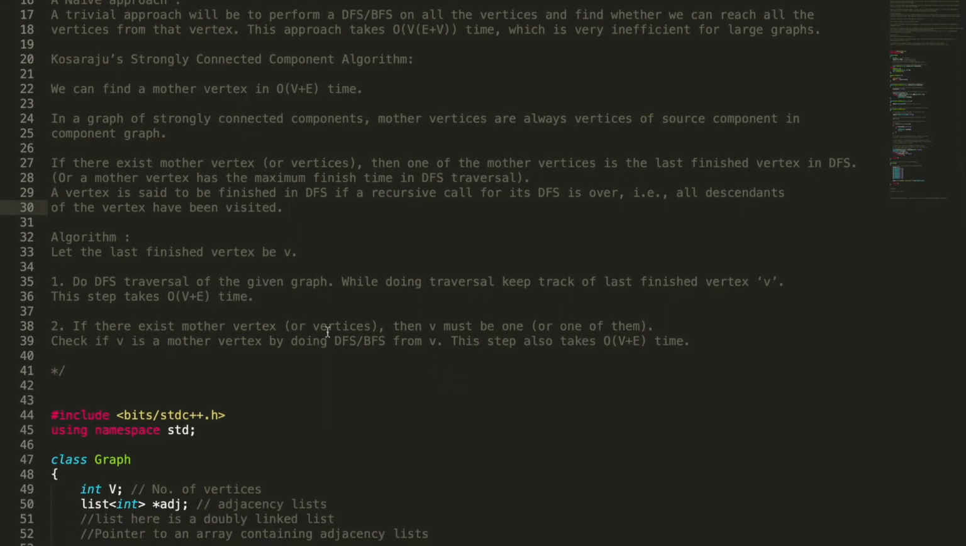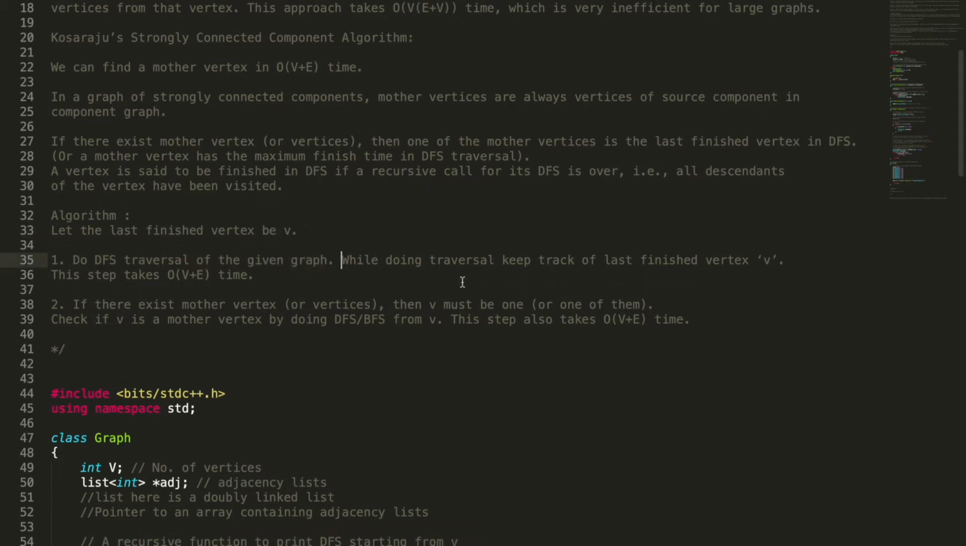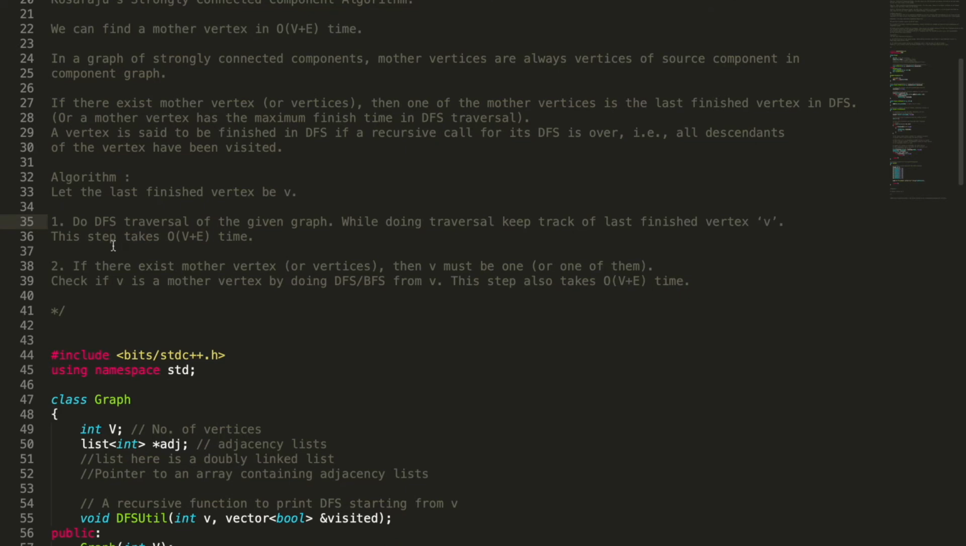So our algorithm says that let us suppose the last finished vertex is V. We are going to make certain assumptions here. Let us suppose that the last finishing vertex is V, and suppose it's our mother vertex. So first of all, you're going to do the DFS traversal of the entire graph, and at that point of time, you're going to keep track of the last finished vertex. This step is going to take order of V plus E because you are going to perform DFS traversal here.